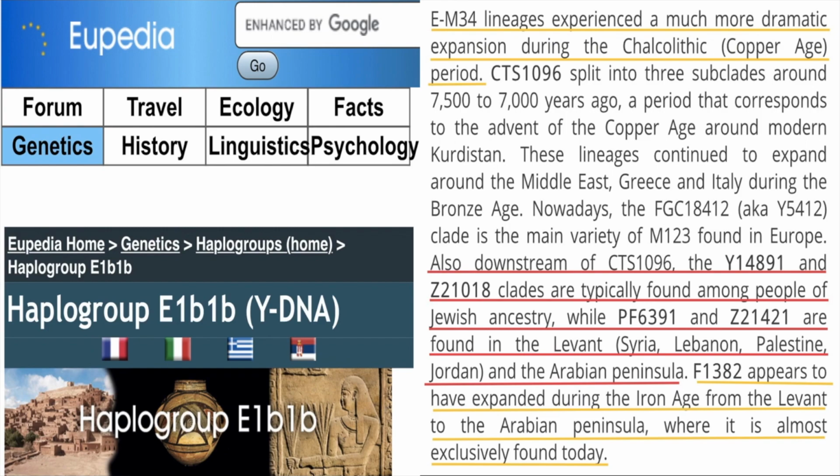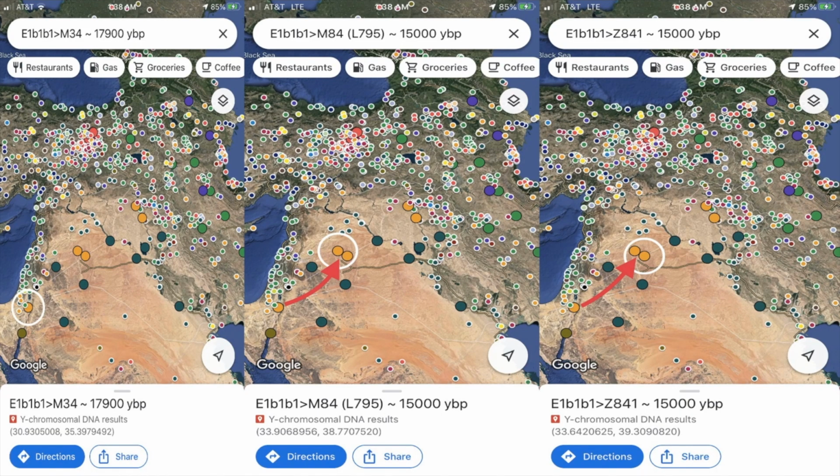F1382 appears to have expanded during the Iron Age from the Levant to the Arabian Peninsula, where it is exclusively found today. So here's the spread of haplogroup E from the Levant. As we can see right here, a very old point of origin. And then over here, we see another branch or another old sample found. Over here are the dates, by the way. So we see the oldest date being in the Levant, and then another date popping up, I would say, in between the Levant and Mesopotamia in the northern part of Arabia.